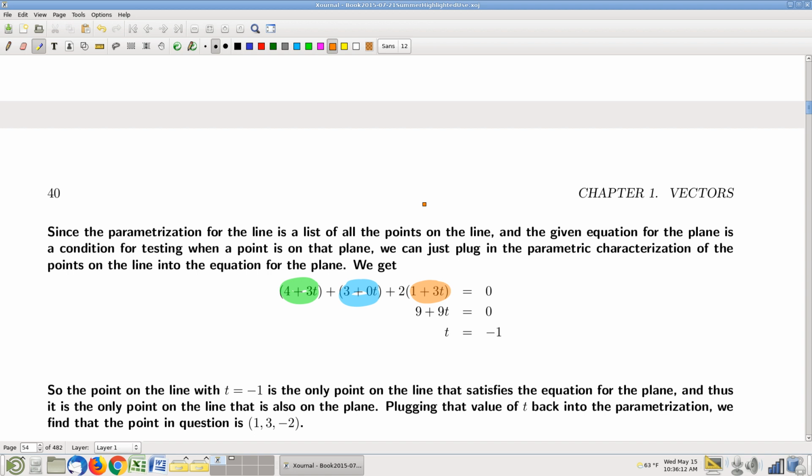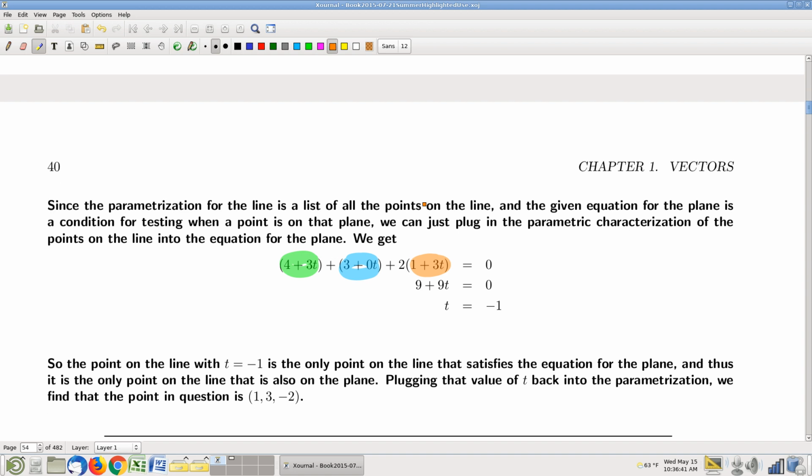And now I've got to decide, did it work? Are these points on the plane? Well, sometimes. This equation, you can go through and solve for t and see t has to be -1. What that means is that if t is -1, then this equation is satisfied, and therefore the point that was on the line is also on the plane. That's the point we're looking for. So you take this deduced value of t and plug it back into the parameterization to see what the resulting point is. And there it is. It's 1, 3, -2.